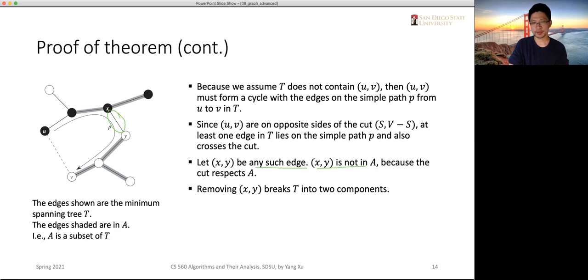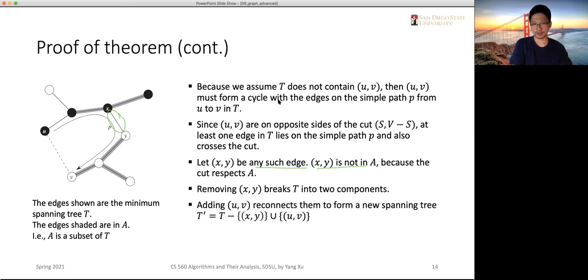So if we remove it, it will actually break the tree into two components, right? Because the whole thing is a tree. And if we remove that edge, it will break the tree into two parts, okay? And let's do that by removing the edge from the tree T, and then add the new edge U and V into the tree, right? So given this tree, we remove the edge x and y and add in a new edge u and v. So this will actually make a new tree, right? Which we call T prime, okay?